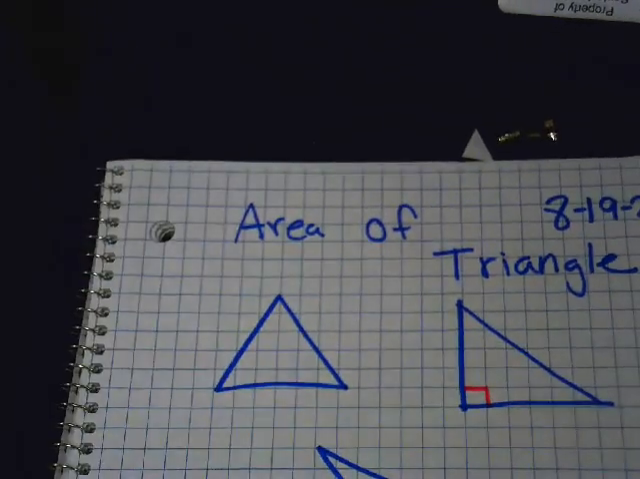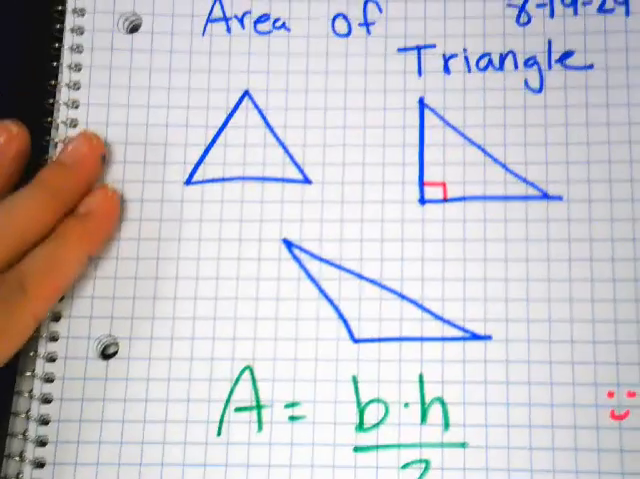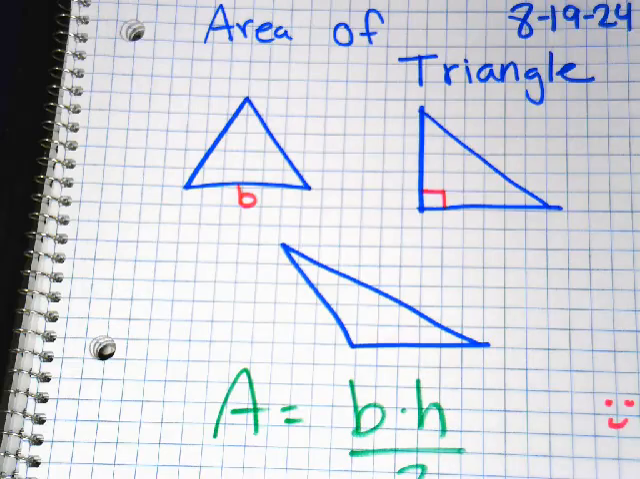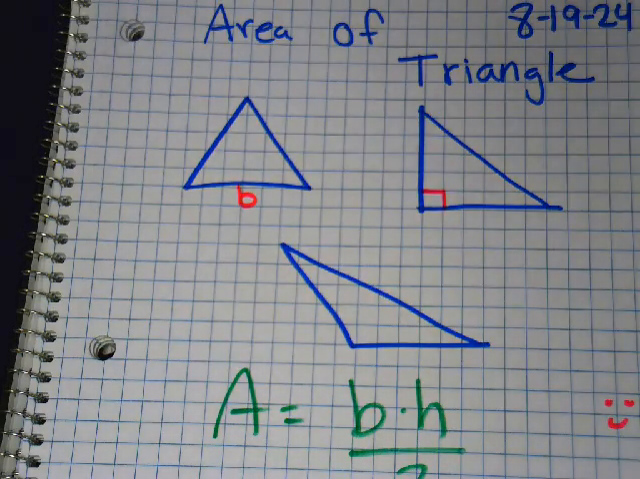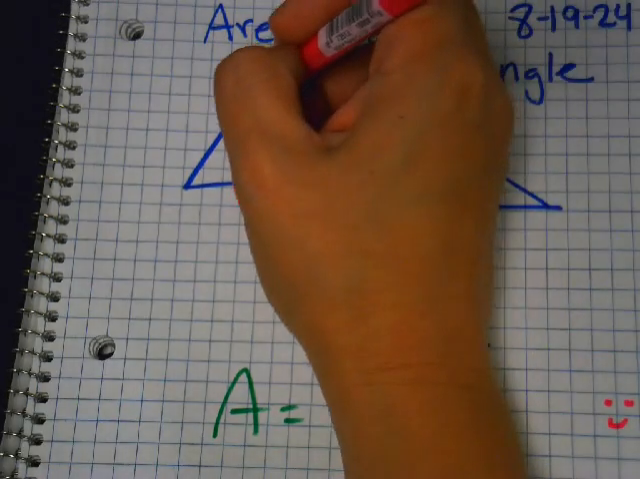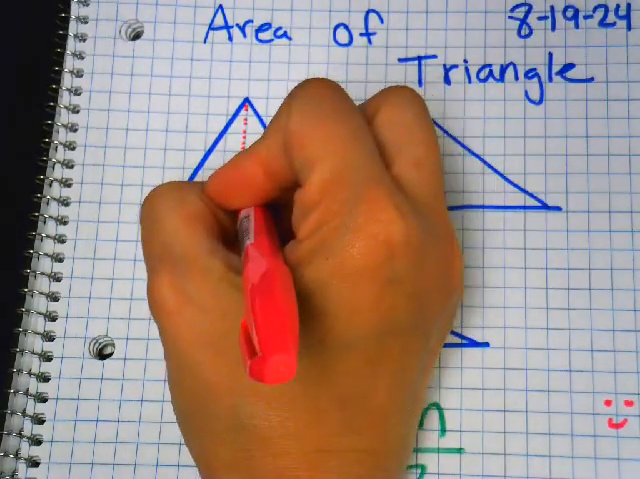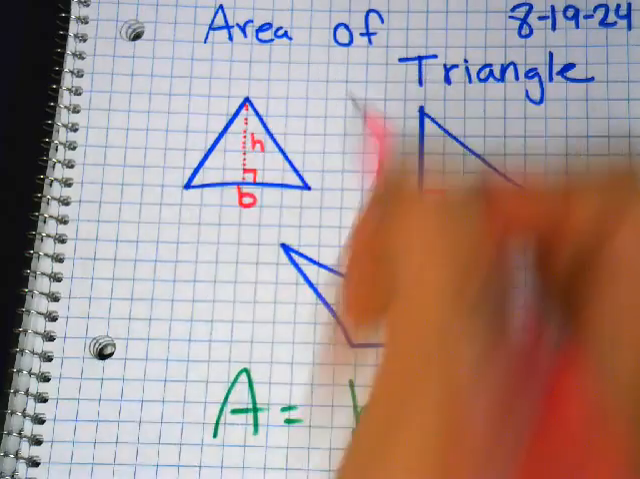Now, the first triangle, the base is here. Now, who can tell me where would the height be in this triangle? Inside. So what do I have to draw? A line. Usually they're dotted lines, and then a little square. This is called your height.